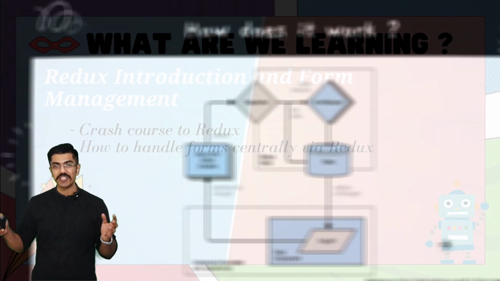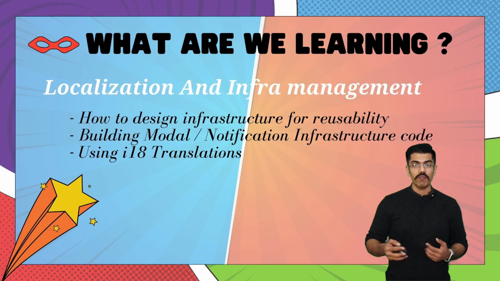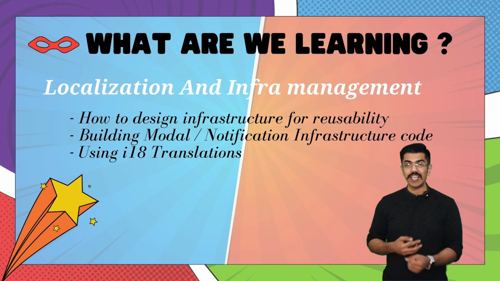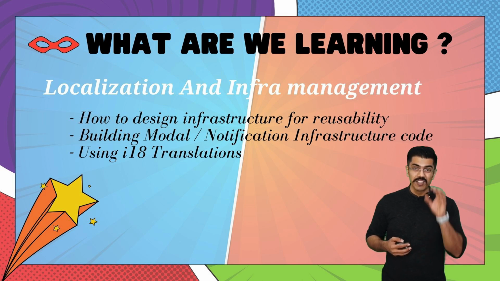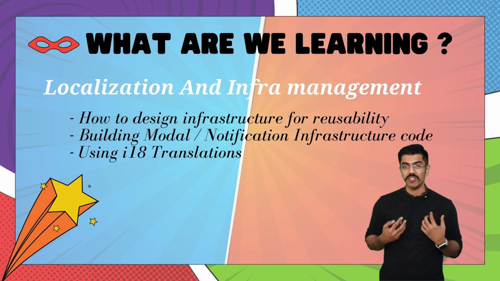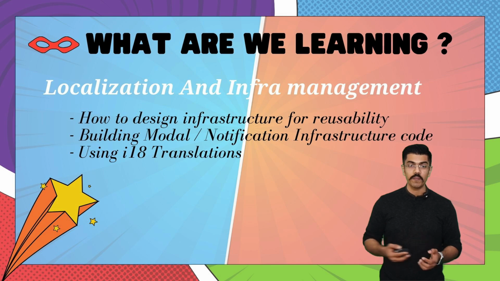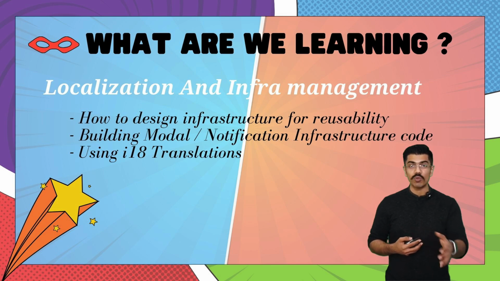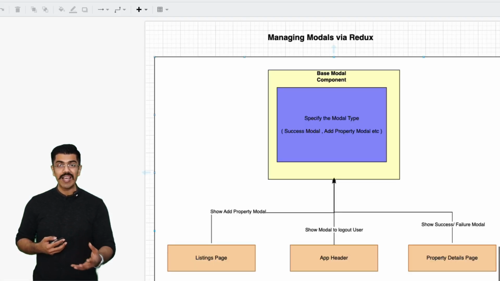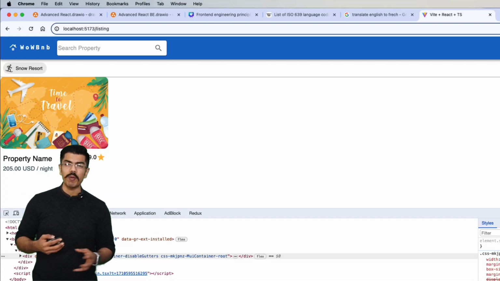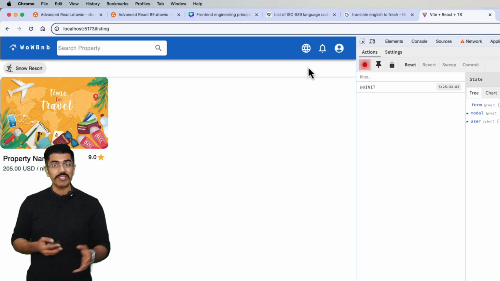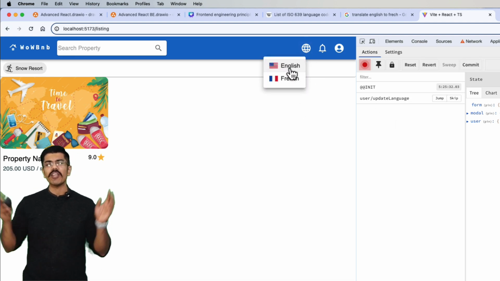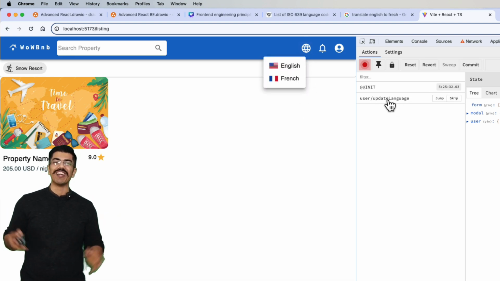Next, we will also see the localization and the infra management. You're going to be hearing me say infra a lot, and this is really important, as I have seen from personal experience, as your application grows. In this, we see how to be creating those infrastructure level components and how to be making sure that they are reusable. We also see how to be implementing the i18n library, which is quite widely used whenever you want to be supporting multiple languages and spreading your application across the world.